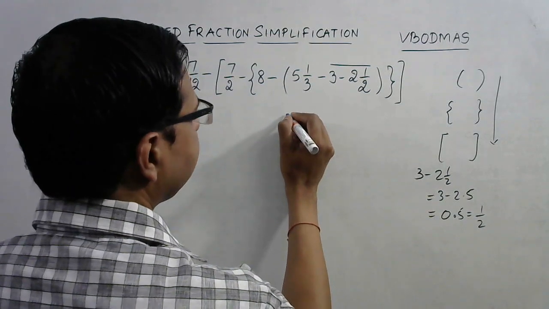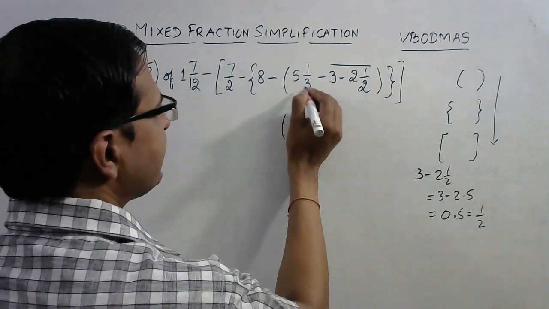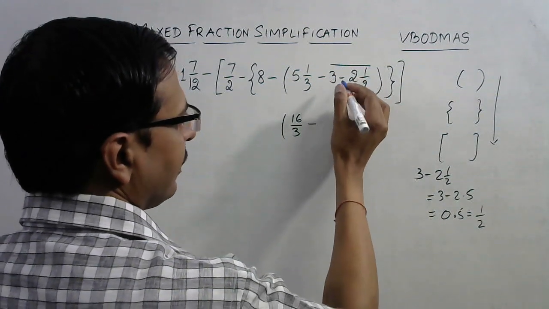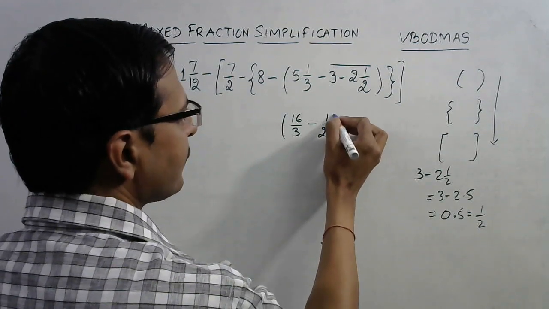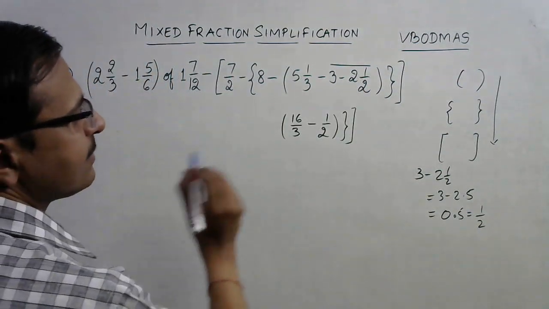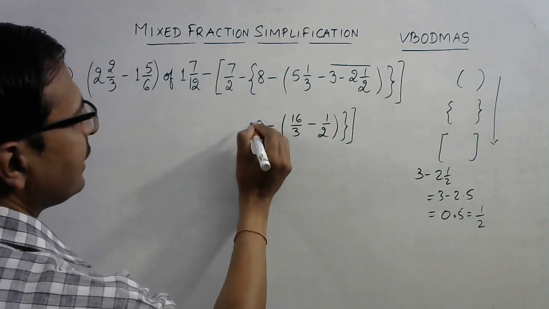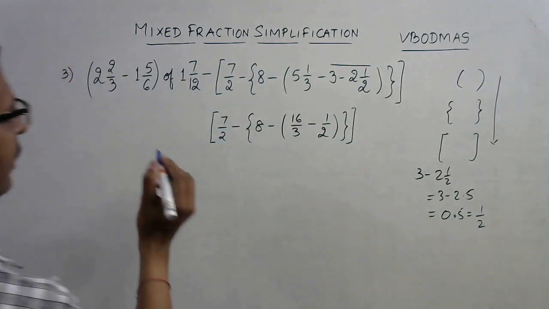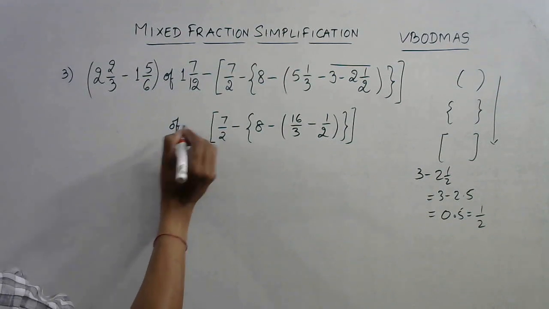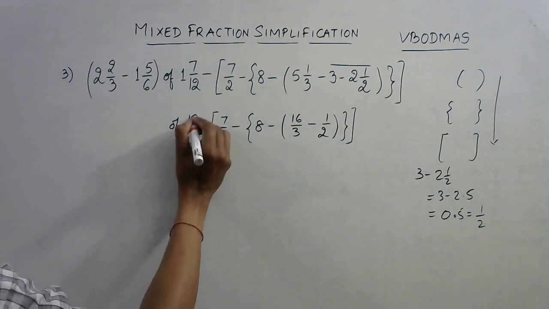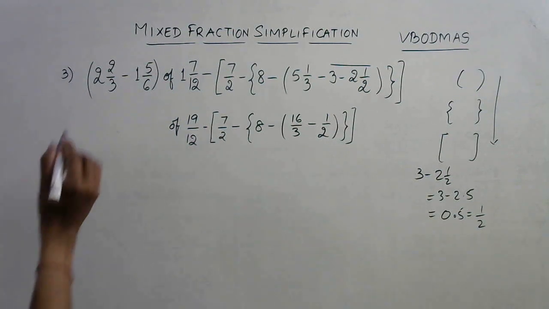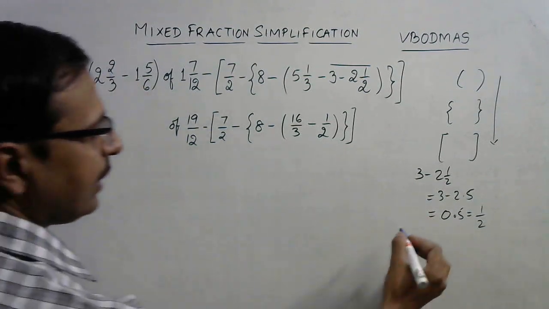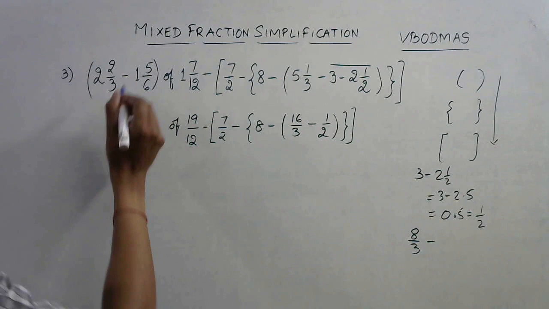So I'll write from here, 5 1 by 3 is 16 by 3. Minus sign, and the reduction of this will give you 1 by 2. So this is one simplification of this bracket, and furthermore 8 minus and then 7 by 2 minus, this will remain as it is for the time being, and the simplified form of this is 12 plus 7, 19, 19 by 12 minus, and here we can solve this now. See, 2 2 by 3 is 6 to 8, 8 by 3 minus 6 plus 5, 11, 11 by 6.